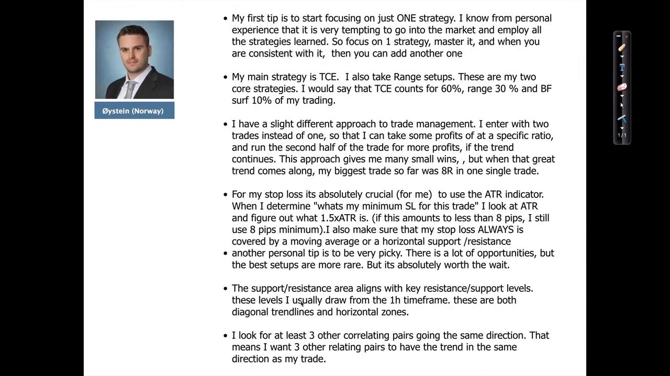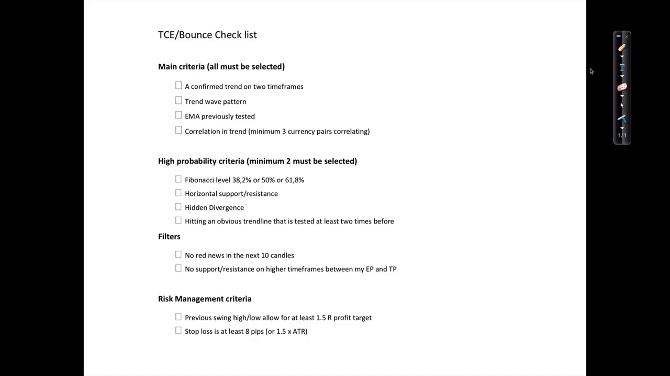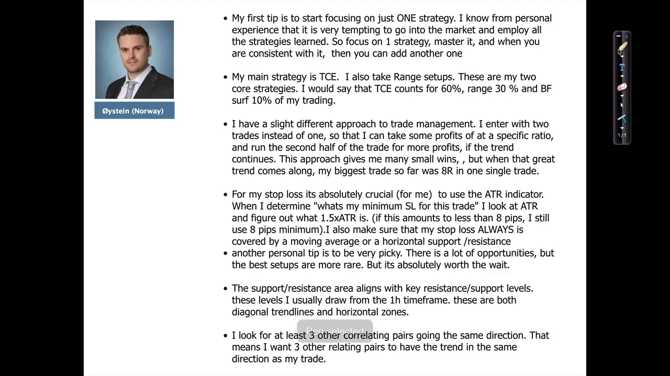But I like to share with you his sharing. And again, like the man who contributes a lot, he decided to write a very long advisory, which is great. So I'm going to read to you what he said. He said this: "My first tip is to start focusing on only one strategy," which I agree with. "I know from personal experience that it's very tempting to go into the market and employ all the strategies learned. So focus on one strategy, master it, and when you are consistent, add the next one." Which I agree with him. Please do that.